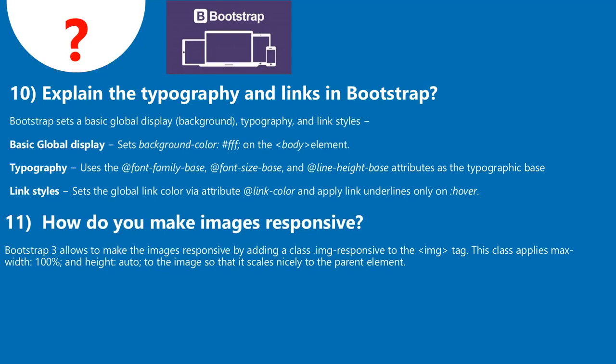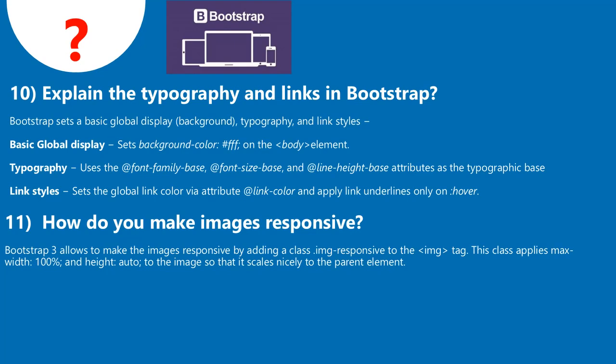10. Explain the typography and links in Bootstrap. Bootstrap sets a basic global display, background, typography, and link styles. Basic global display sets background color #FFF on the body element. Typography uses the @font-family-base, @font-size-base, and @line-height-base attributes as the typographic base. Link styles set the global link color via attribute @link-color and apply link underlines only on hover.